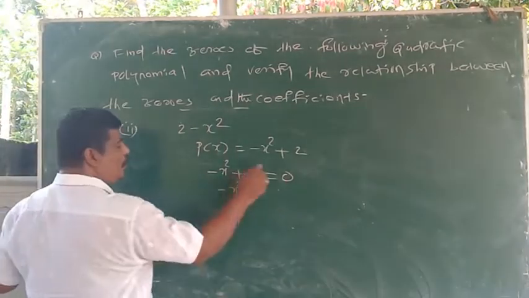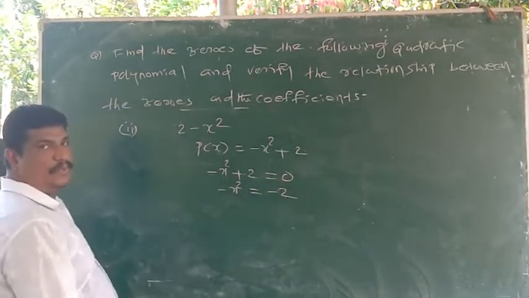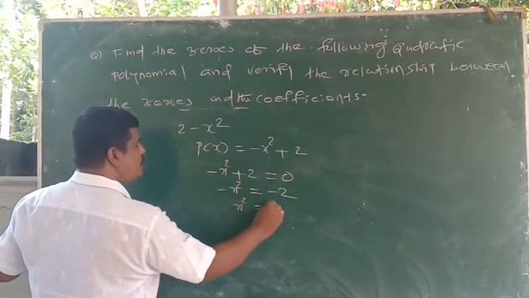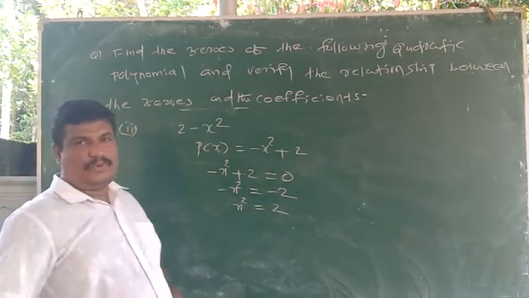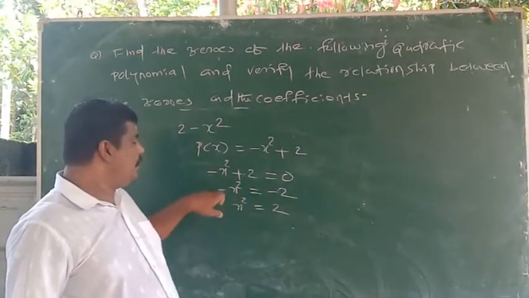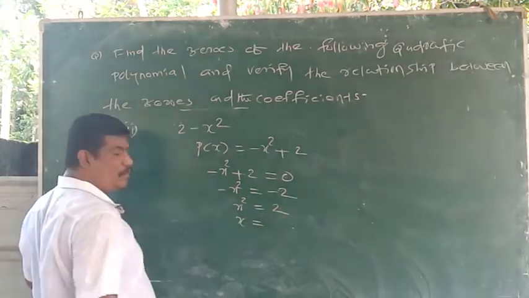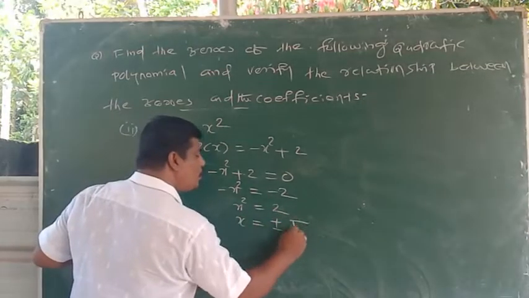Minus x square is equal to minus 2. Then what is x square? Minus minus cancel. X square is equal to 2. What is x? X is equal to plus or minus root 2.